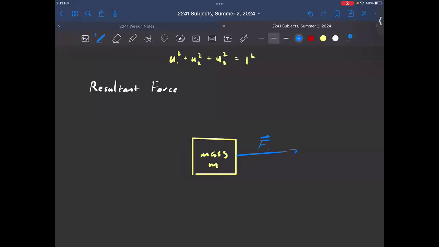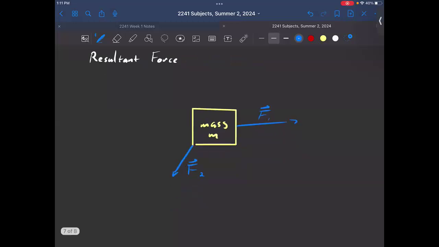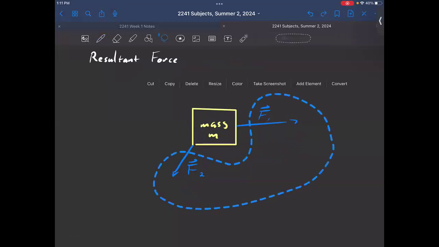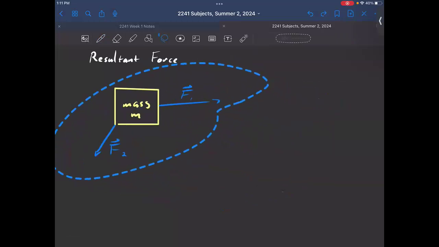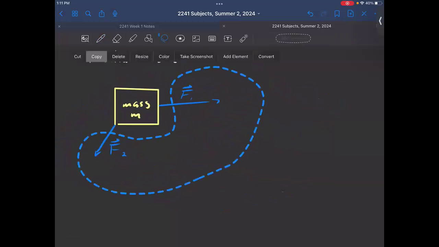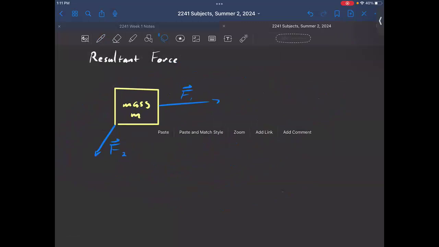Well, now let's say that somebody else comes along while I'm pushing this and tries to push the box in the other direction. How is the box actually going to move when we're both pushing on it? It's going to move in the same direction as the sum of these two vectors. Let's copy paste and do our vector sum. And here's another way to do vector sum. It's called the parallelogram rule.